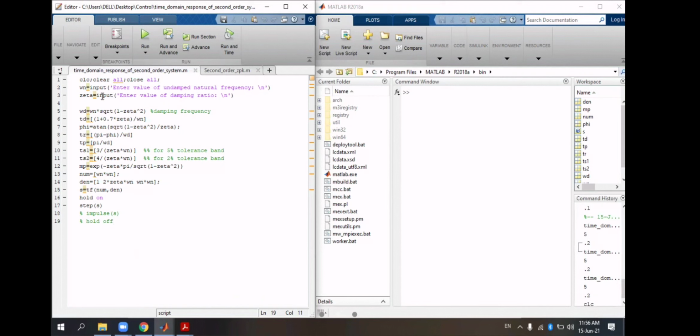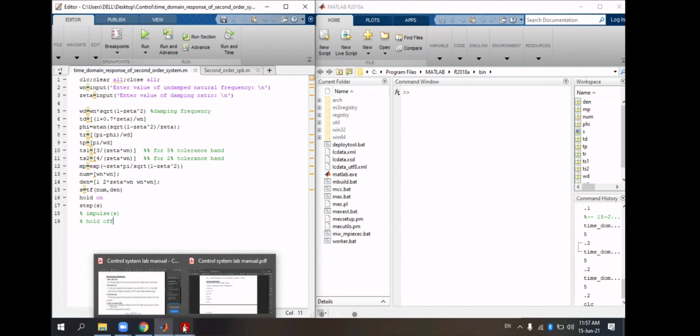First we have written input, that is we are taking omega n from user. Then zeta we are taking from user, then we are calculating damping frequency. Omega d is equal to omega n square root 1 minus zeta square. Then td is our delay time. Then these are the time response specifications. We will study in theory.